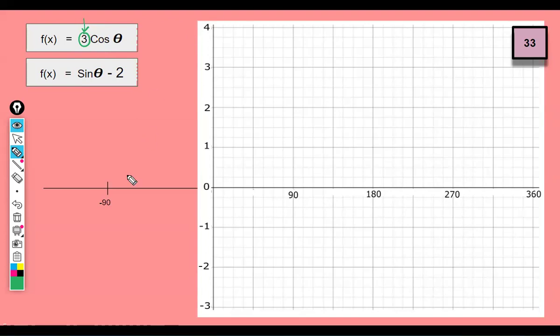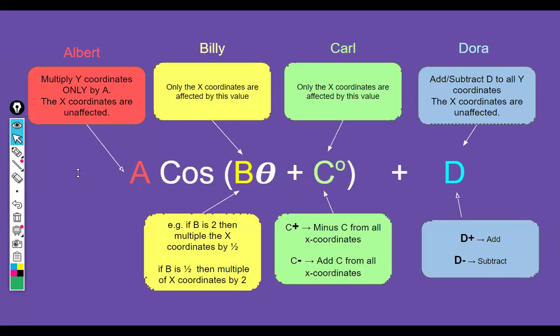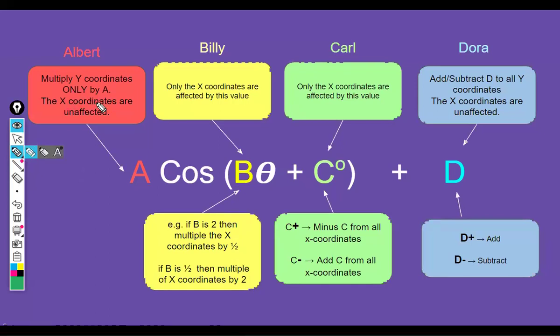Now, let's go back to the first slide here, right? Let me just show everybody something, right? I'll just do this a couple times, right? So when it's Albert, you multiply only the y coordinates by Albert, right? So only the y coordinates are affected. The x coordinates are not affected. Right, so let's go and apply that to the question.